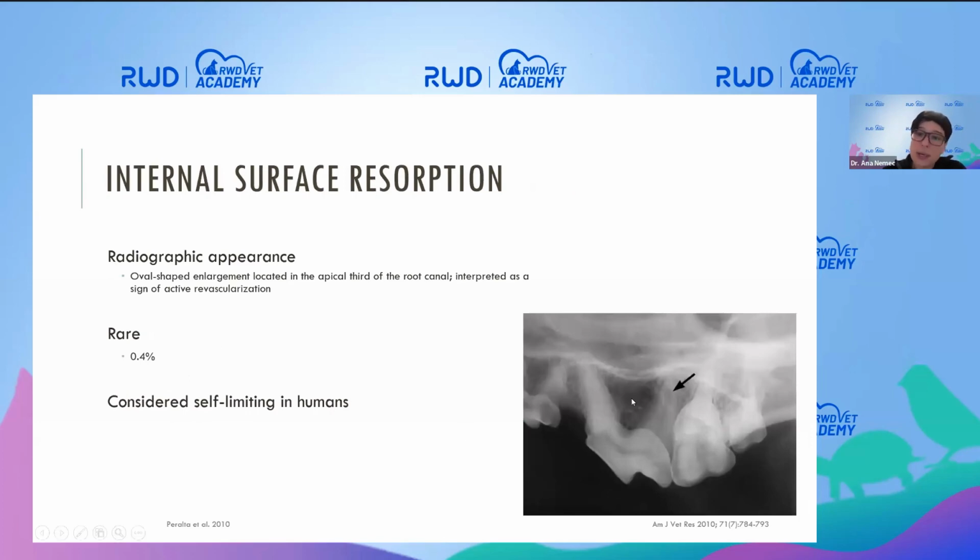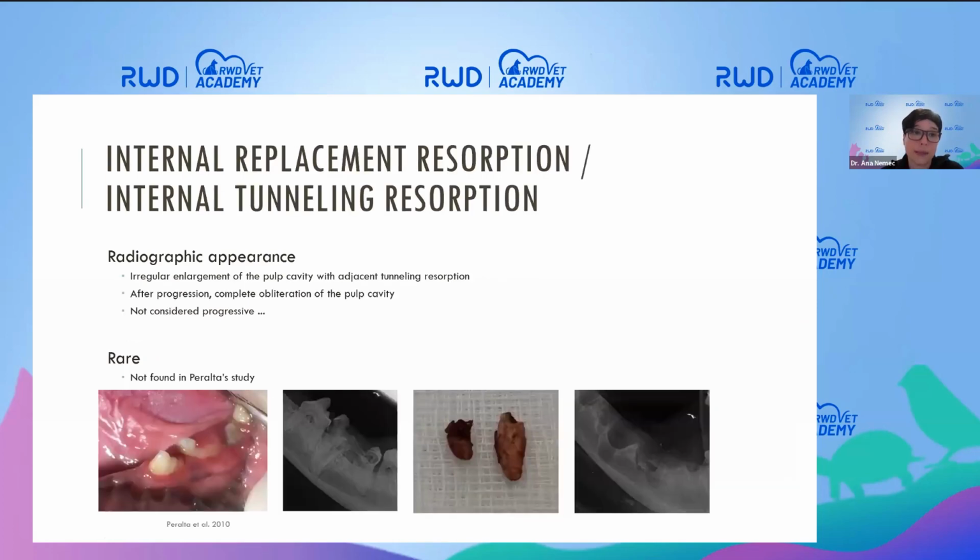Internal surface resorption, this one is very difficult to diagnose. By definition, this is an oval-shaped enlargement of the root canal in the very apical third of the tooth, in an otherwise periodontally and endodontically healthy tooth. It's rare and it's considered self-limiting in humans. The fact is that it's very difficult to discern it from internal inflammatory resorption. So that may be a challenging one to decide if it needs treatment or not.